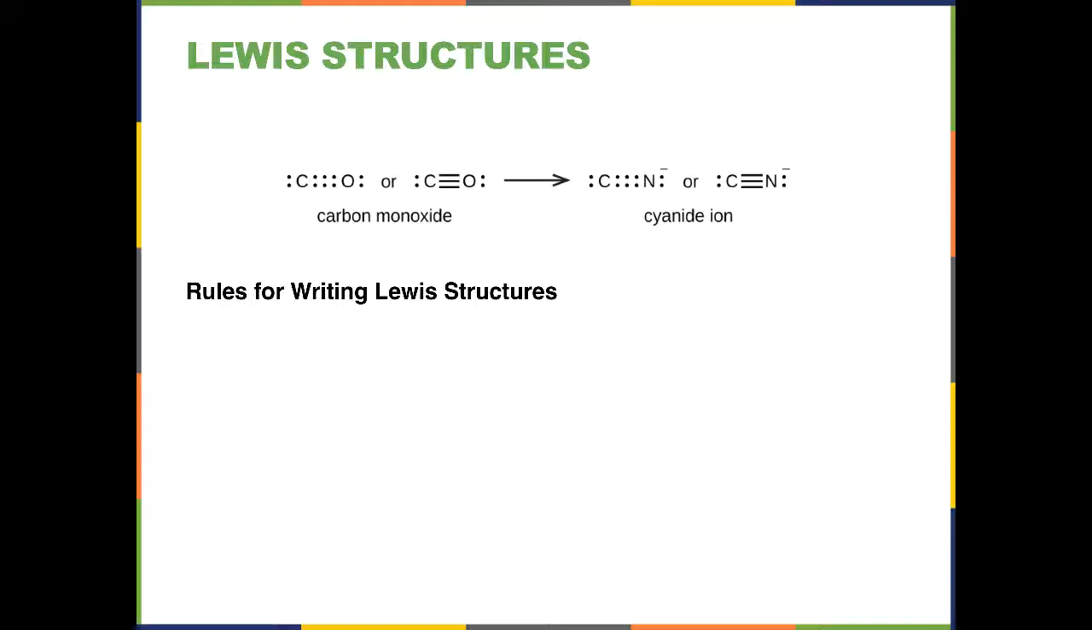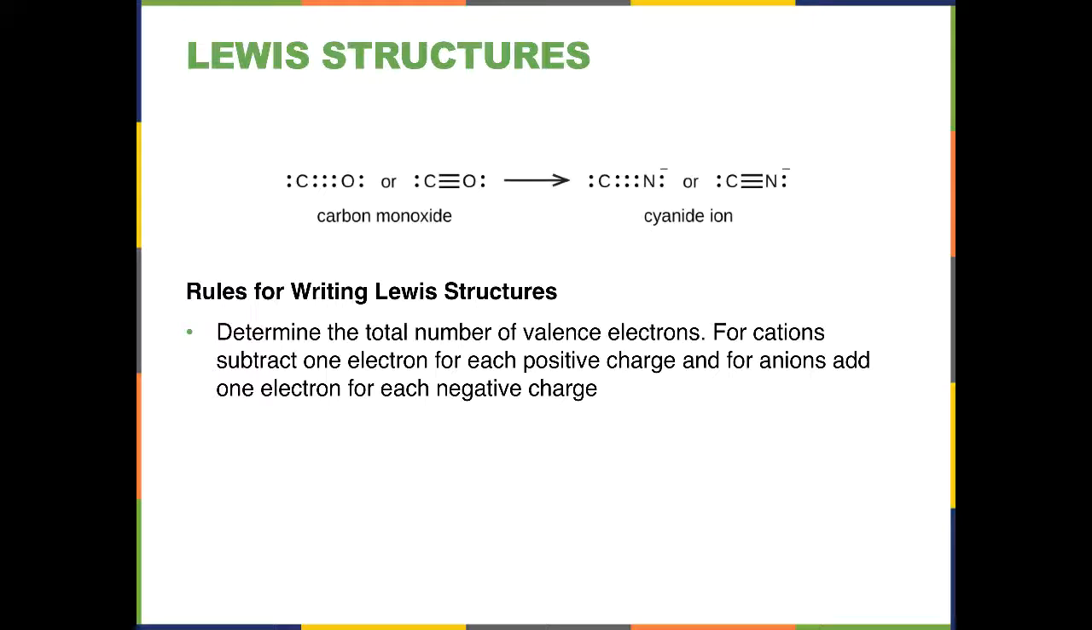So let's look very carefully at how one would go about writing these Lewis structures in a systematic fashion if you don't just know the answer. So first of all, you determine the total number of valence electrons. For cations, subtract 1 for each positive charge, and for anions, add 1 for each negative charge. So for example, if we were looking at the carbon and the oxygen up here, before they come together, oxygen has 6 valence electrons and carbon has 4. So the total is 10. So you have 10 valence electrons.